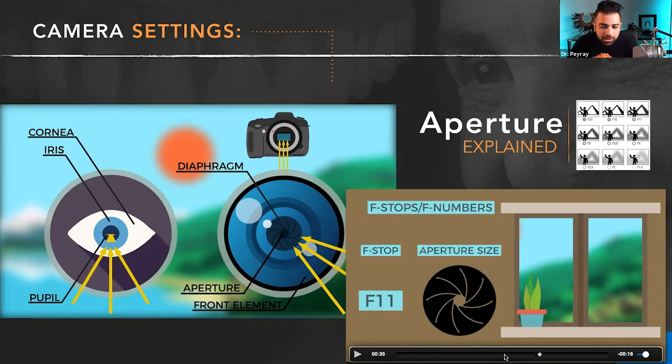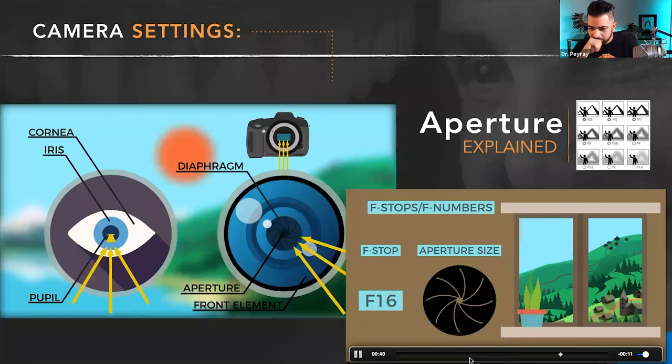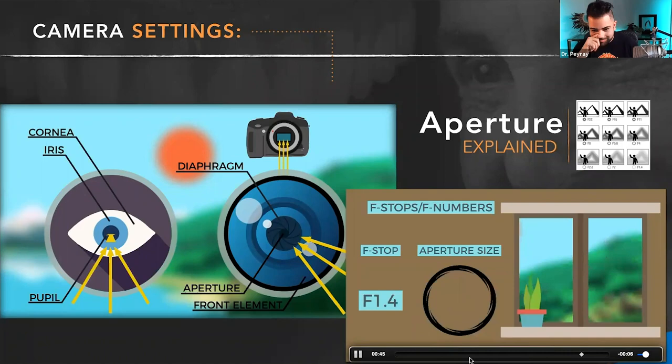Light passing through the lens and into the camera, the aperture has a direct impact on the depth of field, the area of the image that appears sharp. A large F number, such as F16, will bring all foreground and background objects into focus, while a small F number, such as F1.4, will isolate either the foreground or background objects and make everything else blurry.